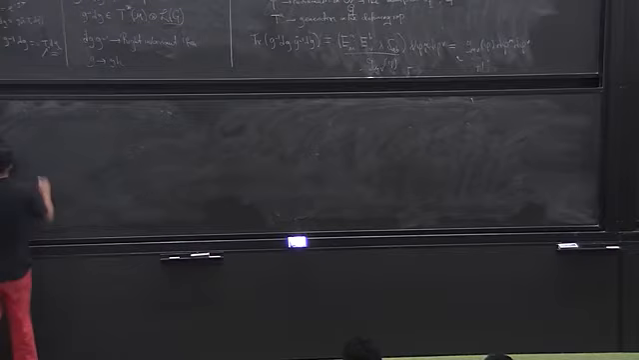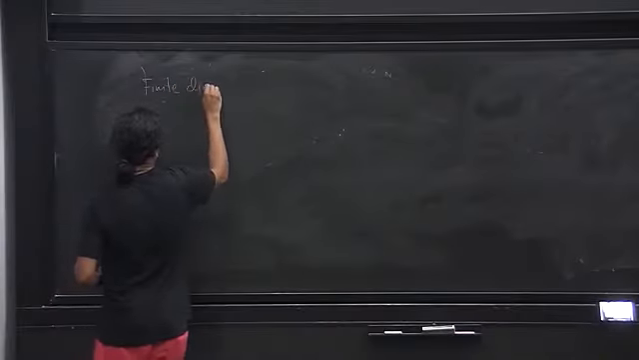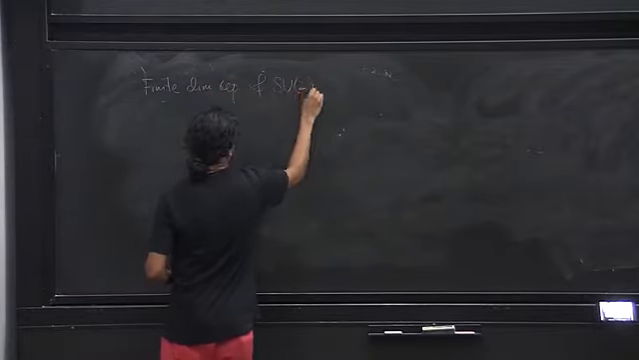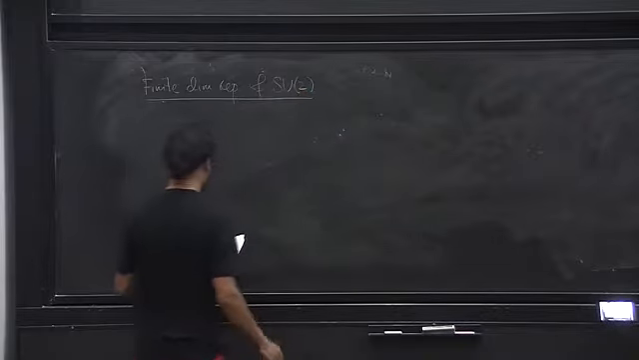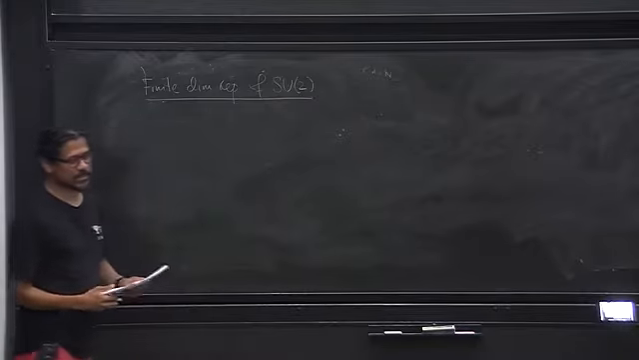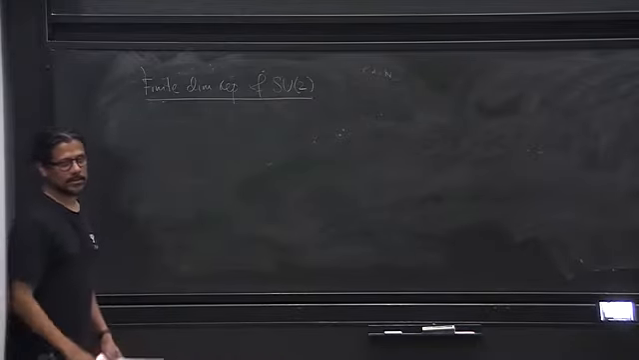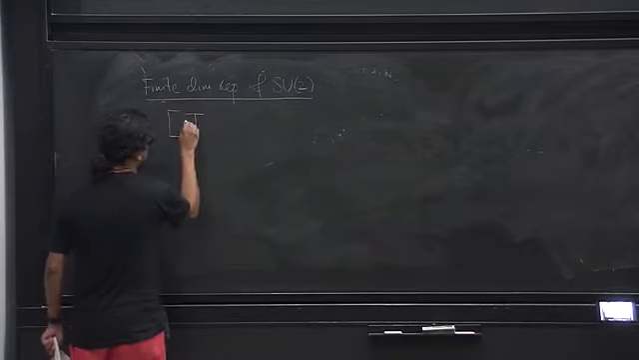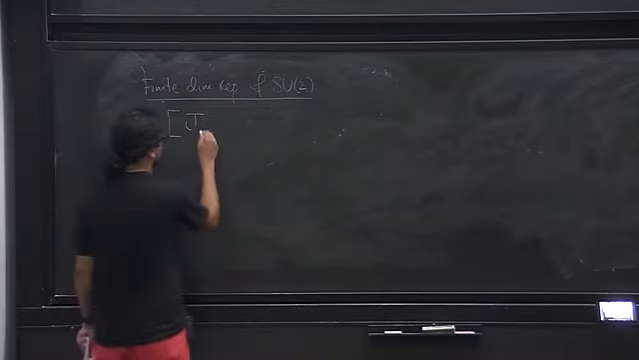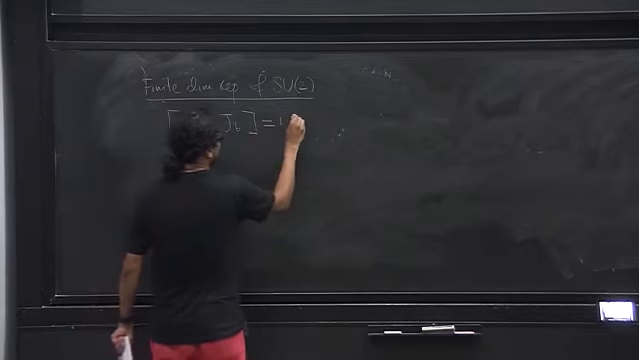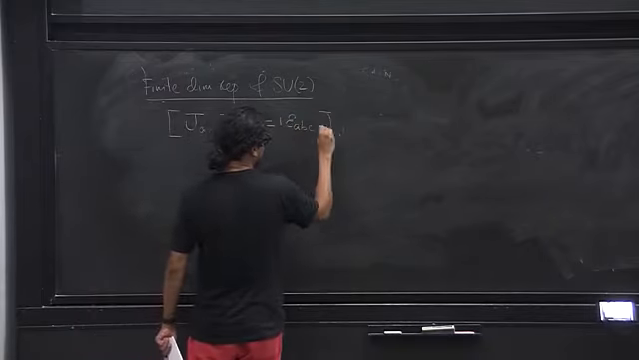Okay, so finite dimensional representations of SU2. When you're talking about the SU2 Lie algebra, it is very hard to write T's. It's like some sort of deep conditioning. I want to write T, but somehow it becomes a J. I don't know how. Maybe that's because I'm a physicist.